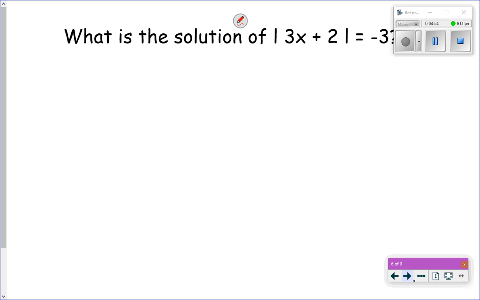Okay, problem 2. It says, what is the solution of absolute value of 3x plus 2 equals -3? The first step we need to do is make sure that the absolute value bars are by themselves. They are. So the next step would be to set up our two cases, but there's something that I notice, and that is that the absolute value bars are set equal to a negative number. Remember in the first couple of slides we talked about how absolute value measures distance.